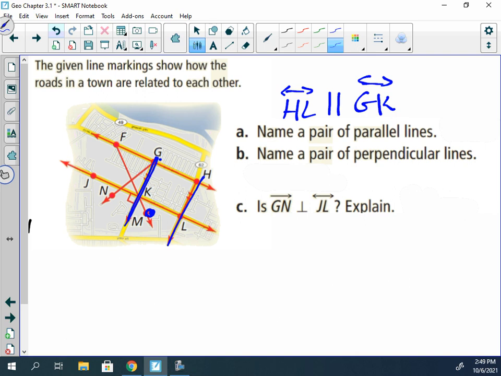And the way that we know it from the diagram is our arrows. The arrows that were drawn on the line, they tell us that they're parallel. Were arrows there? Oh, they're also in the note sheet.